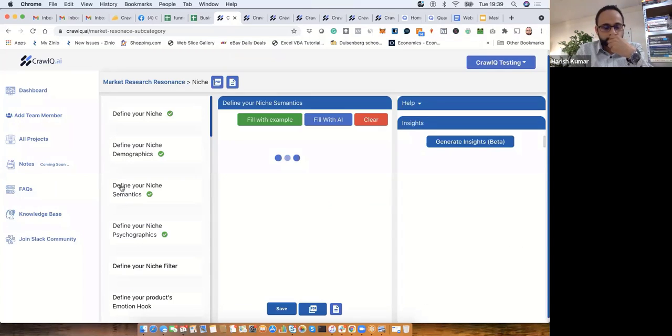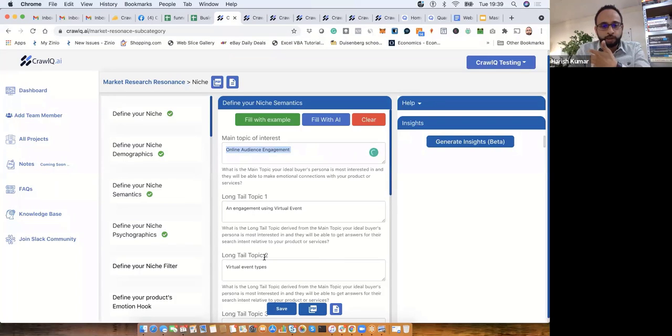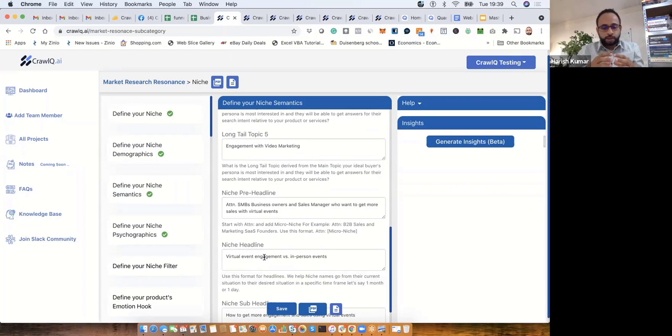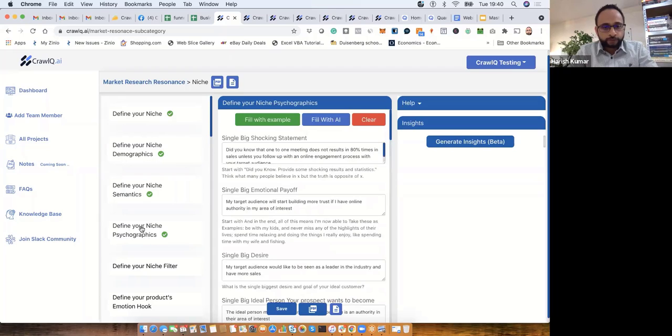Similarly, I filled in two topics here, and then it gives me all the topics. And again, these are not keywords, these are really in-depth semantics that we want to cover in order to build the content pieces later. Then psychographics. When I say psychographics, it's like what is a single big shocking statement or a piece of research that might tell people that what our niche or target audience always thinks is true, but the truth is the opposite of what they think, right? So this is a statement which you can use in a copy, a single big emotional payoff.